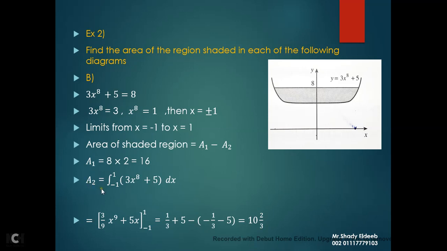Okay, till now we haven't found the area of the shaded region, which is A1 minus A2. A1 here is 16 and A2 is 10 and 2 thirds. So the area of the shaded region is 16 minus 10 and 2 thirds to get 5 and a third. Now we found the area of the shaded region here, 5 and a third.